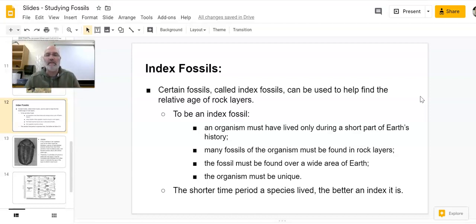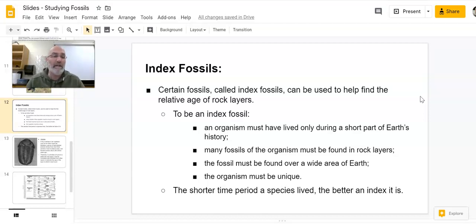First, it's an organism that lives only during a very short part of the Earth's history. So it's limited in its time span. Second, we have to be able to find lots of that particular organism inside of the fossil record. That makes it a more useful index fossil to us. Next, we have to be able to find them over a wide area of Earth. They can't be from just a limited area of the Earth if we're going to make it an index fossil. And then it also has to be unique. So we have to be able to identify the fossil as a unique organism and not really find any matches.